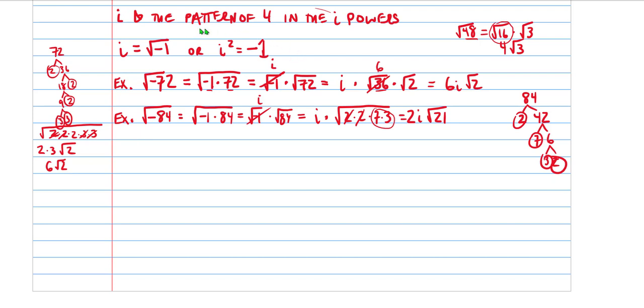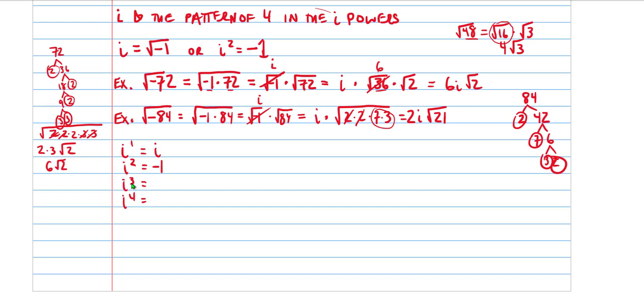Now in terms of the pattern of 4 in the powers of i, let's first of all look at i to the first, i to the second, i to the third, i to the fourth. This is, or should be, fairly simple. Obviously, i to the 1 is just i. You could write it as root -1, but I'm going to write it as i. i squared, we already know that i squared is -1, because i squared is the square root of -1 times the square root of -1, which is -1.